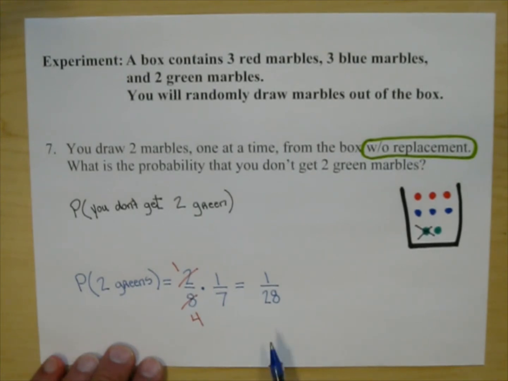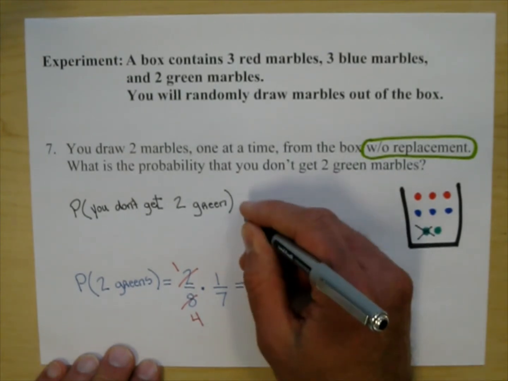Be careful when you're doing your homework or your exam. Some people get so happy when they get here, they're like, let's just box it. We're not done yet, but we're almost done. We've just found the probability of the thing that we don't want, which was 2 greens.